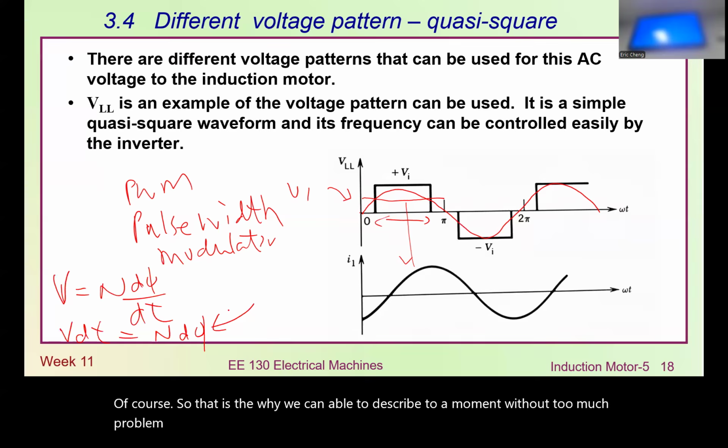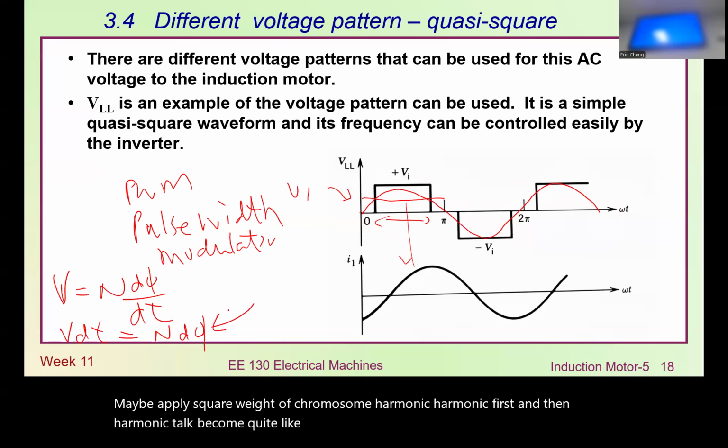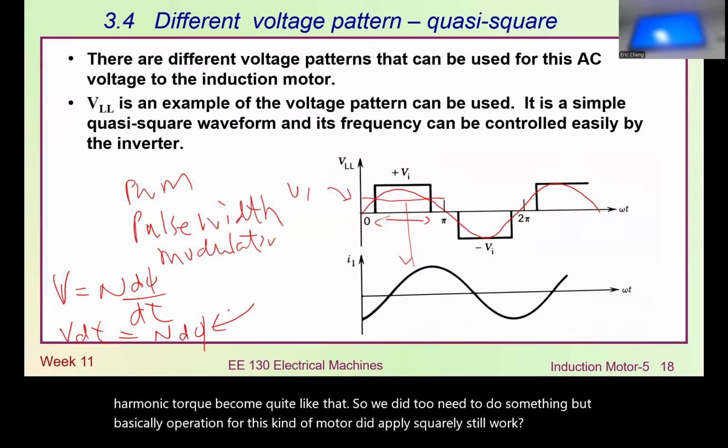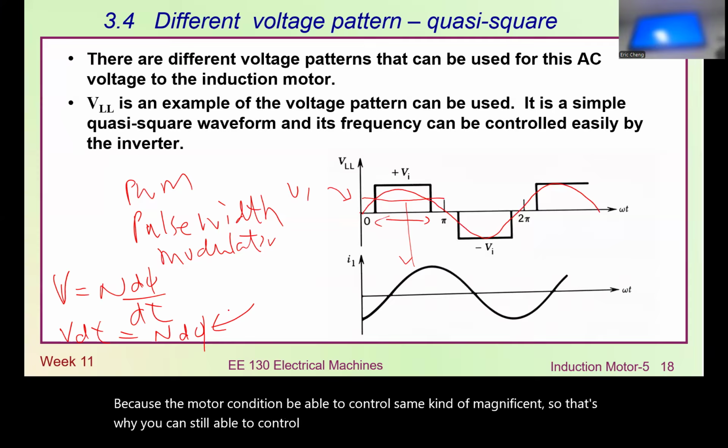But that's only part of it. When we apply a square wave, of course, we do have some harmonic flux and then harmonic torque. We don't quite like that, so we need to do something. But basically, operation of this kind of motor still works if you apply a square wave, because the motor is able to control the same kind of magnetic flux. So that's why you can still control the motor. The motor itself doesn't care too much about it.